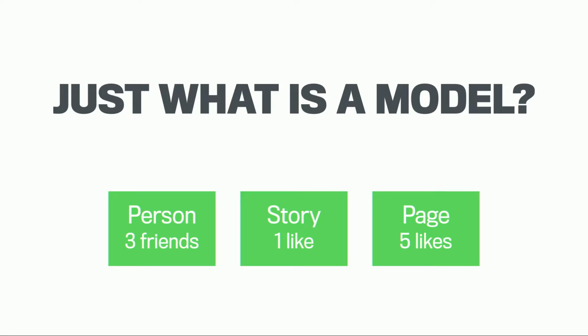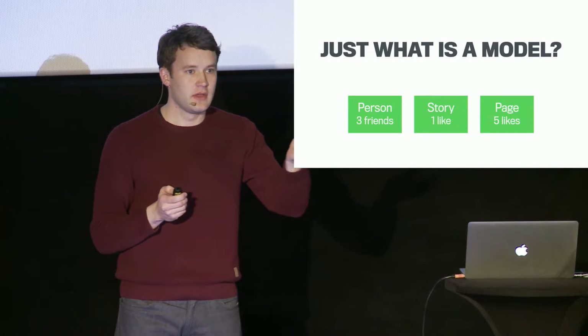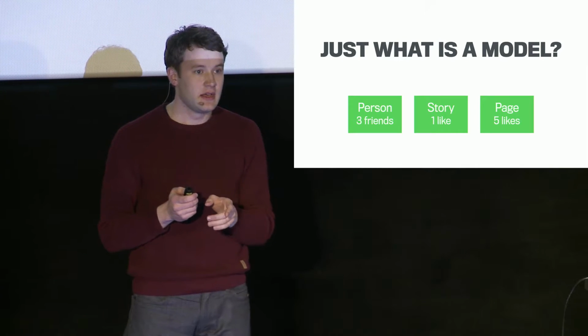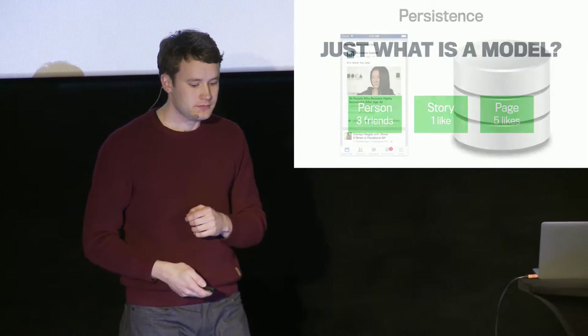A model is just something that holds information. So for example, a person model represents a person, and it might have information like this person has 3 friends. Or a story on Facebook, you have lots of stories in your feed, and it might have some information like this story has been liked by 1 person.